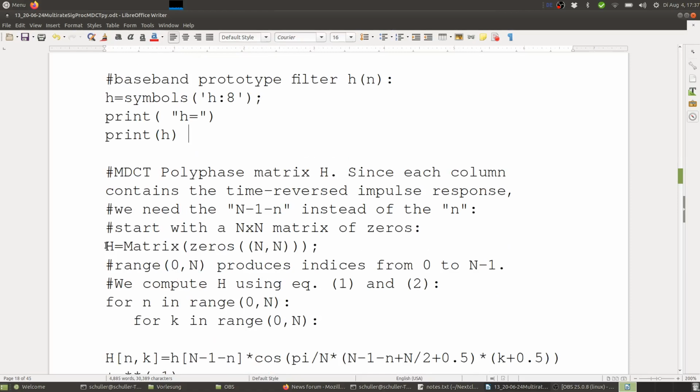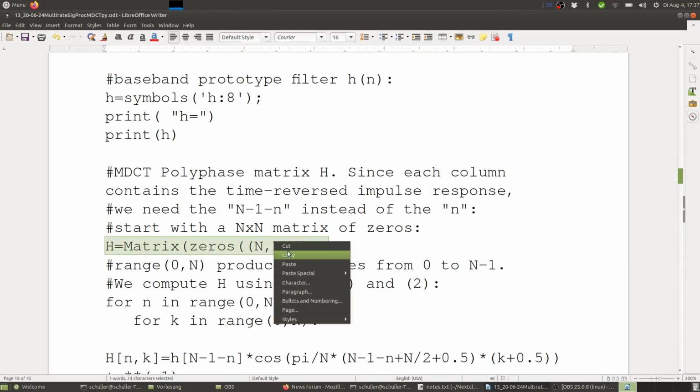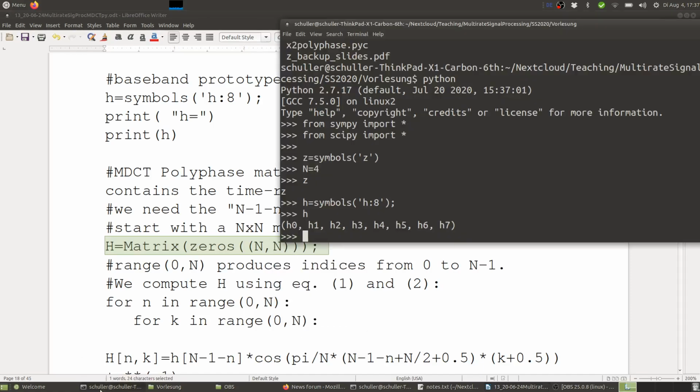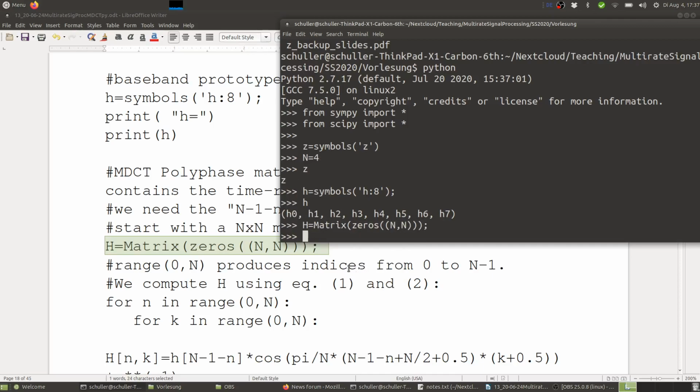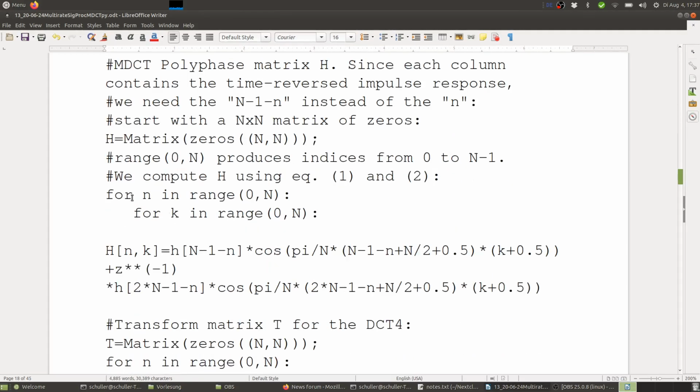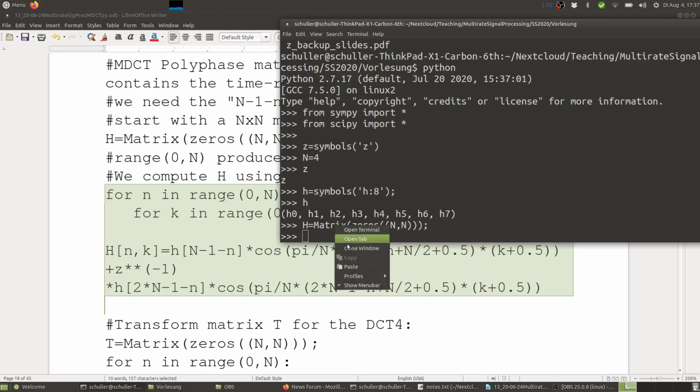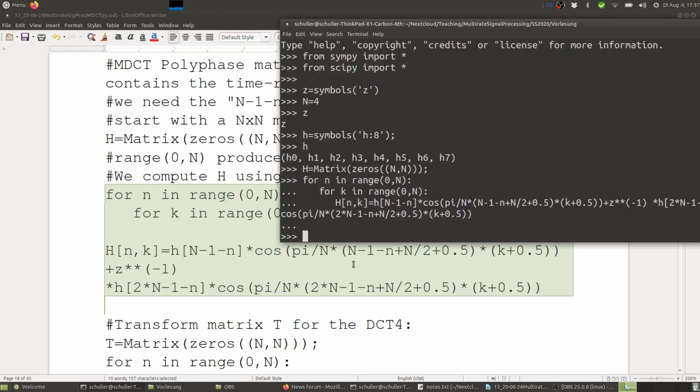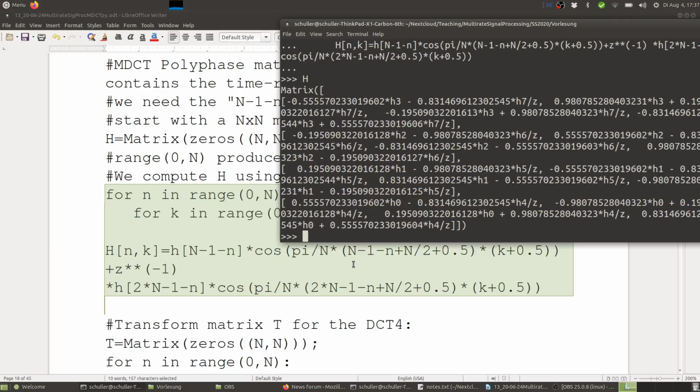So here we can now construct our polyphase matrix. Copy, paste, initialization, and here the for loop for the computation of the entries. Let's see if that works. Copy, paste. Oh yeah. Let's see what's in it. Yeah, so here you can see the result.